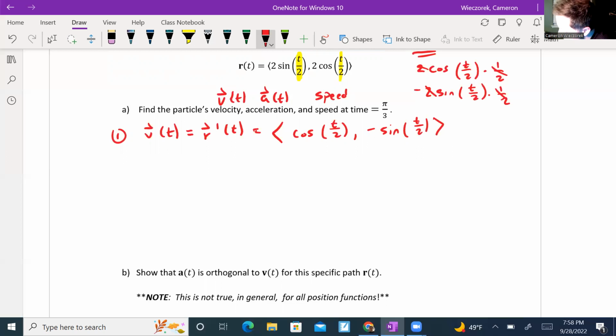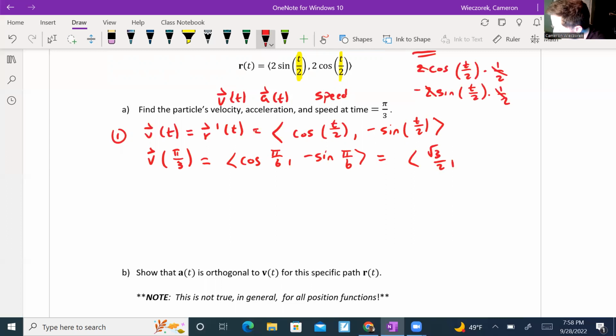I want to evaluate it at pi over 3, so I'm going to do that. V of pi over 3. If I plug pi over 3 in for my time, I'm going to get cosine of pi over 6 and negative sine of pi over 6. Notice it's a vector. It's got 2 components. So this is going to give me root 3 over 2 and negative 1/2 as my velocity. It's moving in the x direction at a rate of root 3 over 2, and it's moving in the y direction at a rate of negative 1/2.